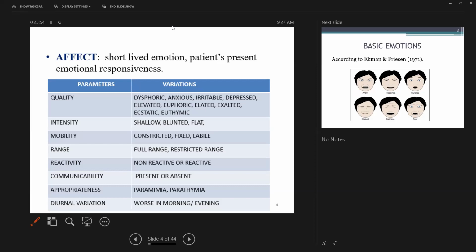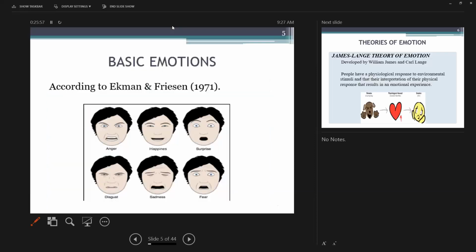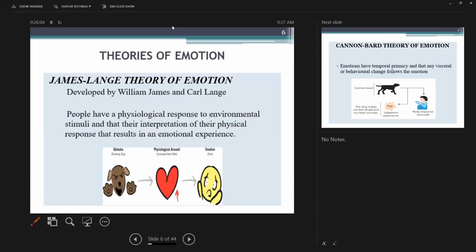Any confusion with the theory? Sensation, mood, affect. This is a continuation of the psychopathology. So any confusion in this theory? Did you understand James-Lange, Cannon-Bard? No. Explain it in very simple terms.